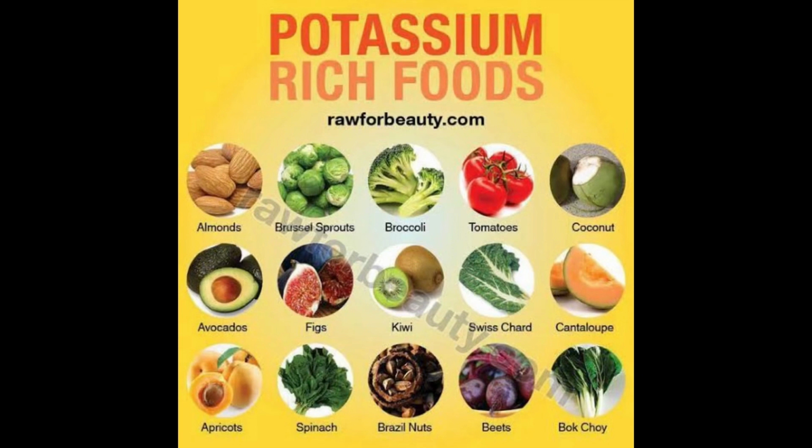So this is all about the hypokalemia, its signs, symptoms, its main causes and its treatment line, and potassium rich food.